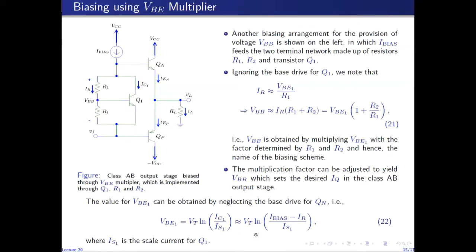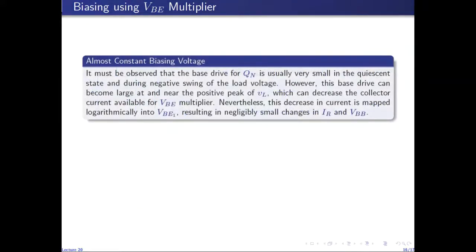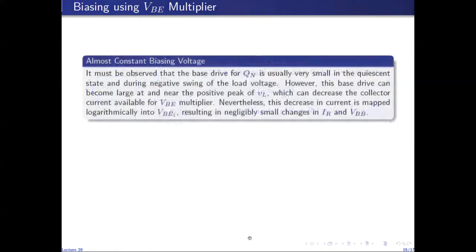Like I said, this approximation of ignoring the base current can work pretty well under quiescent conditions, because the base drive of Qn under quiescent conditions is small. Like I mentioned earlier, the quiescent current is about 10% of the peak load current. So quiescent current is small, which in turn makes the base drive of Qn under quiescent conditions even smaller.